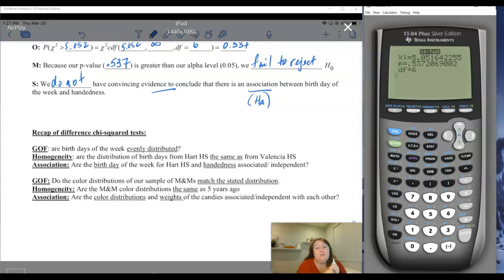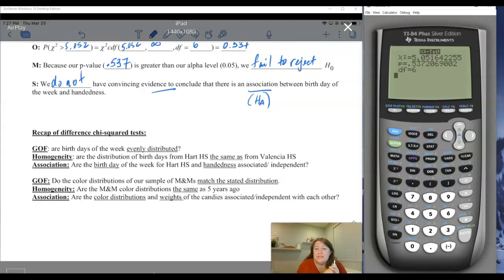Okay, homogeneity would be maybe if I said, are the distributions of birthdays the same for Hart High School as it is for Valencia? Maybe there's a difference there. So again, that would be 2 populations that I'm comparing. And association would be, I wonder if the birthday and the handedness are associated at all.